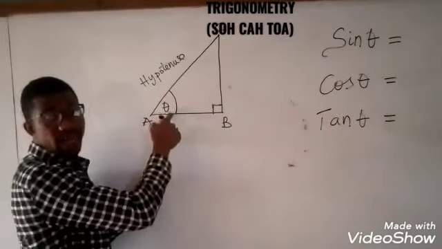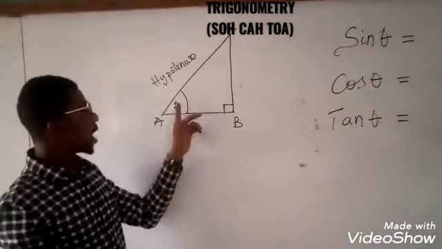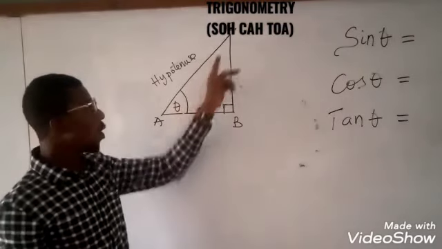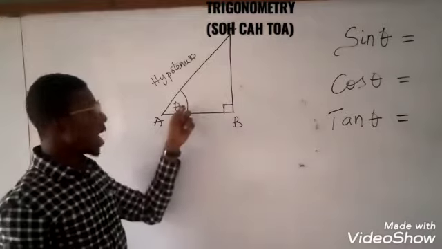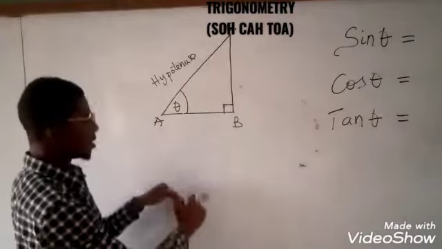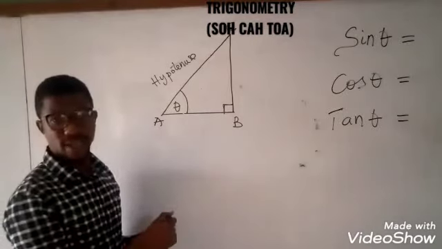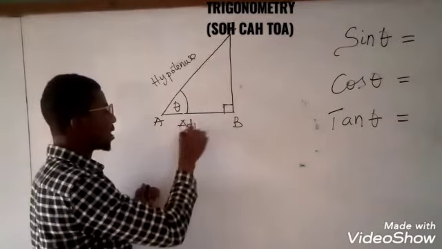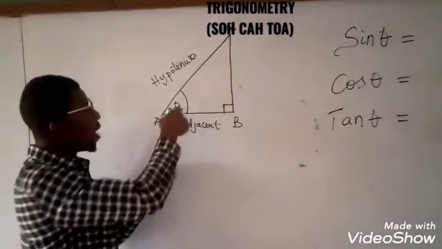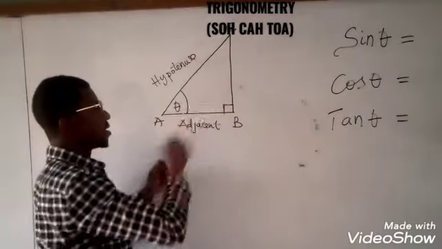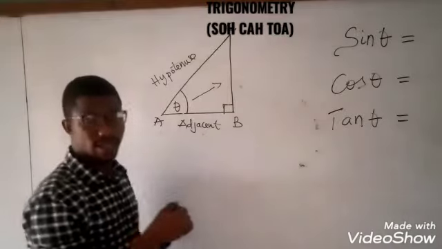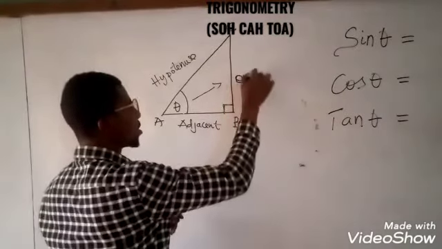And the introduced angle can be here or at the other side. So if the angle is found here, the side where the angle is lying or sitting is what we term as the adjacent. So that's the adjacent, and where the introduced angle is facing is the opposite. It's termed opposite.